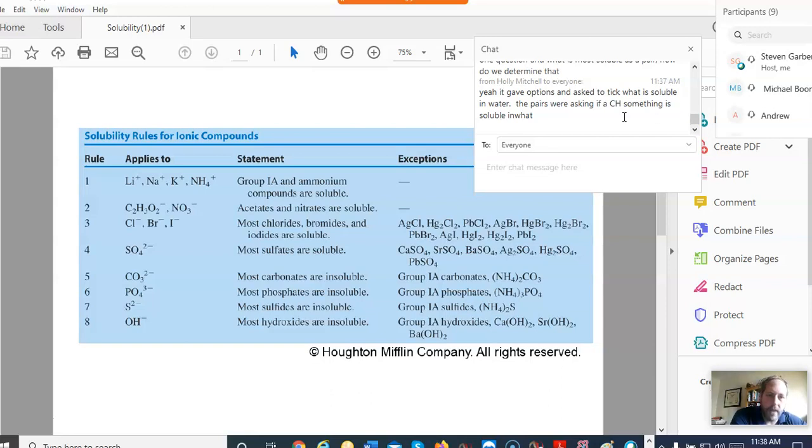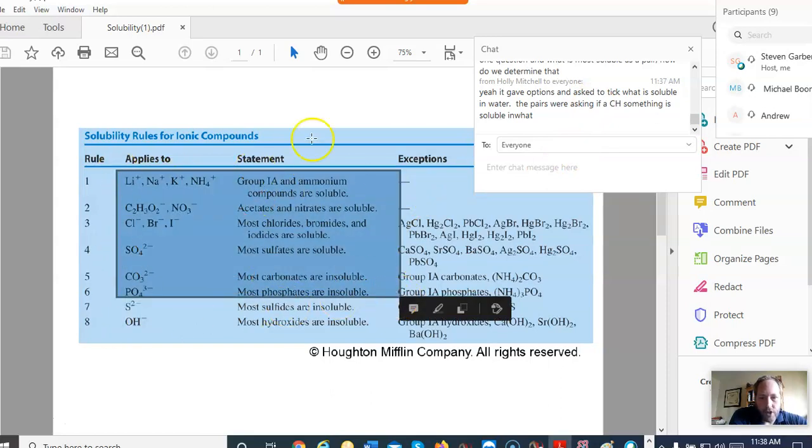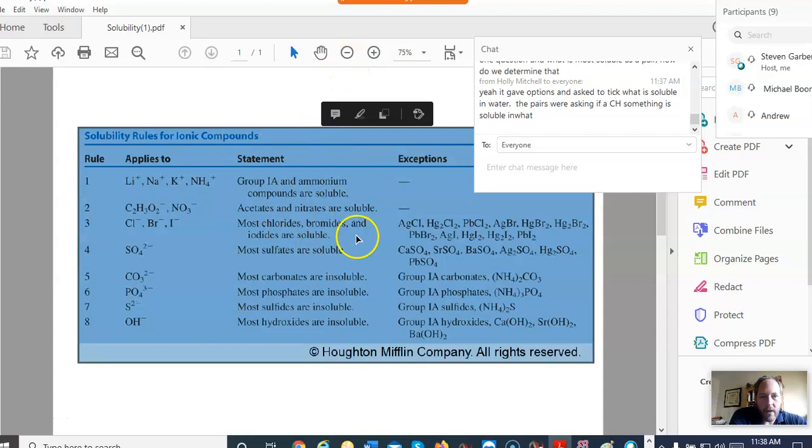So there are two ways of answering it. One, if it's an ionic molecule, you are going to use this chart. But if it's not ionic, if it's just a bunch of carbons and hydrogens, and if you have hydrogen bonding, we talked about that a few chapters ago, then something that's very polar or has hydrogen bonding is also soluble in something that's polar or has hydrogen bonding.